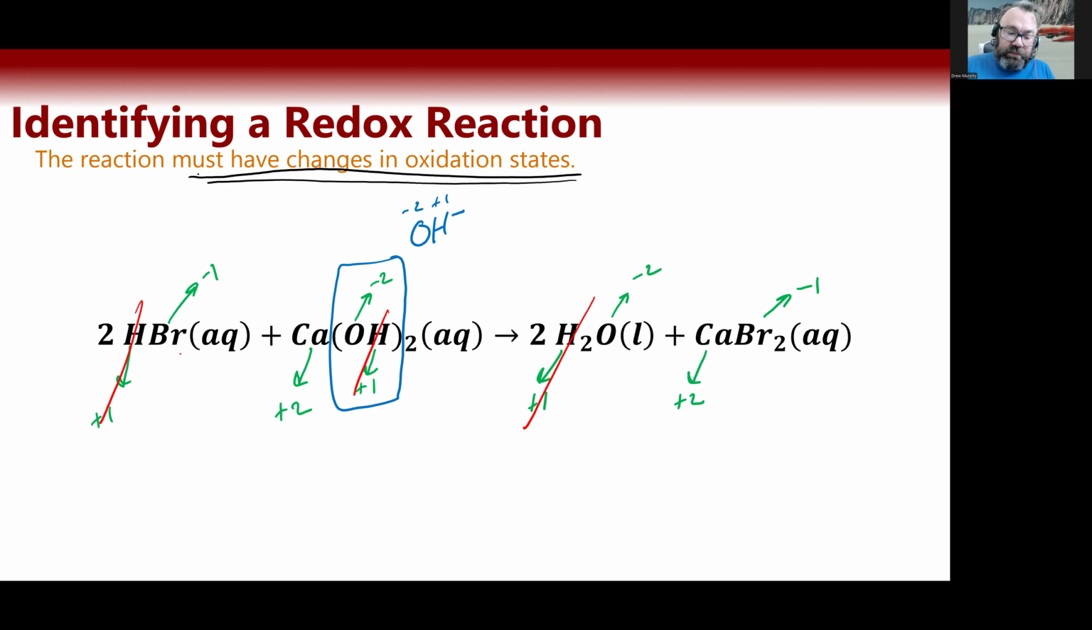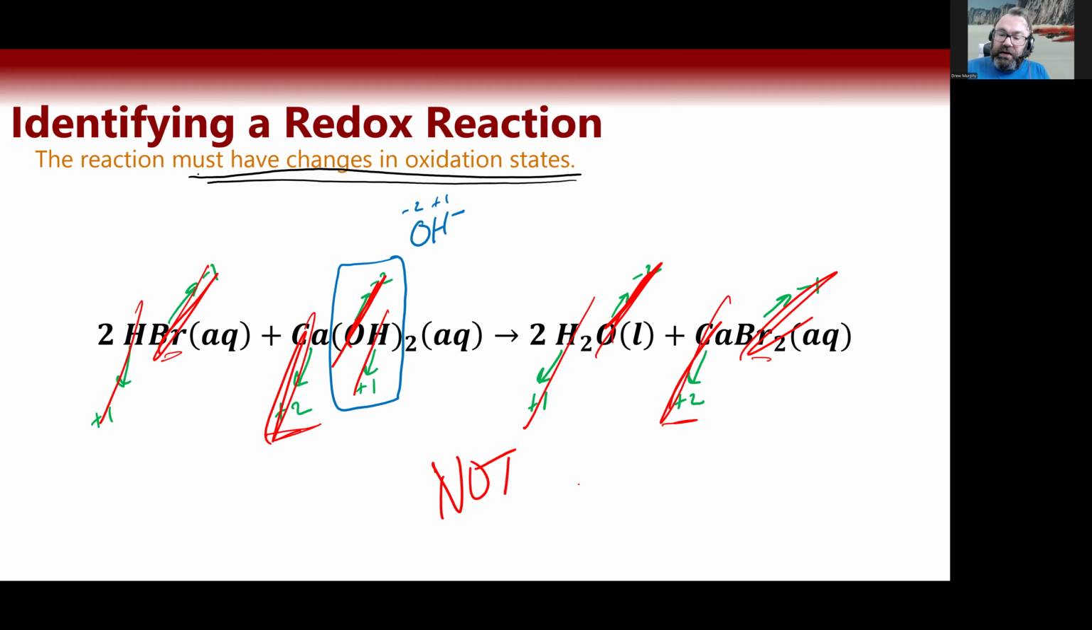The Br is -1 over here, and it's -1 over there. So that didn't change either. Calcium was +2 over here and +2 over here, so that didn't do anything. And our oxygen is -2 here and -2 there. So this is not a redox reaction. Okay. Again, this is something that as you get more comfortable with the oxidation states and oxidation numbers, this will come hopefully quickly in your brain.